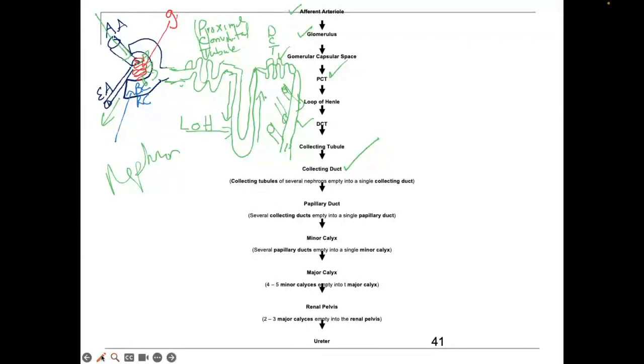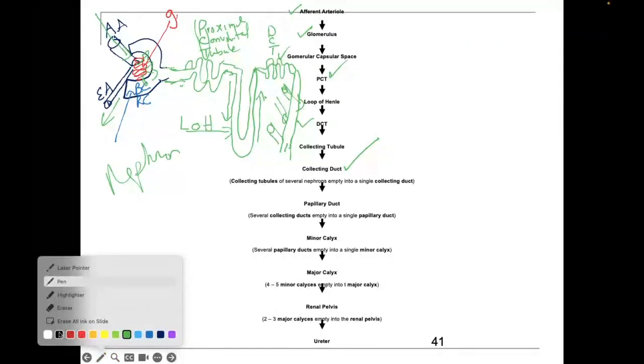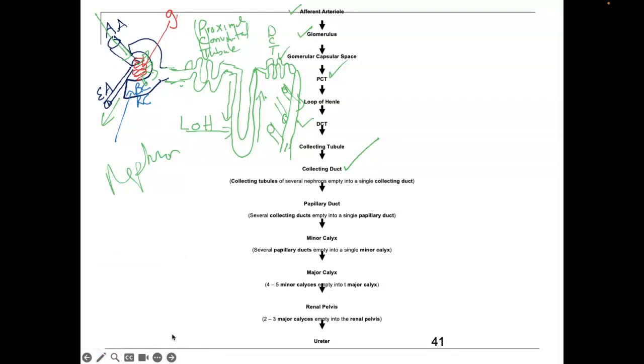And then once we're here, let me see if I can change the color. Watch this. It's going to make sense here for you, I promise. So then right here, that's the renal pyramid. And what do we have at the apex of the renal pyramid? Well, the papillary duct. And then after the papillary duct, it leads into the minor calyx, major calyx, renal pelvis, ureter.